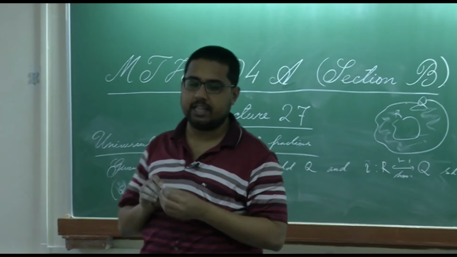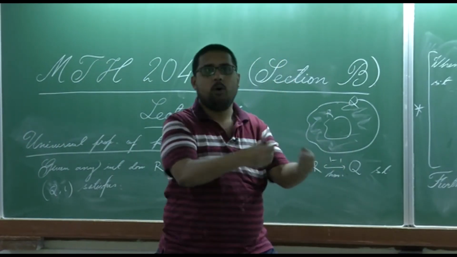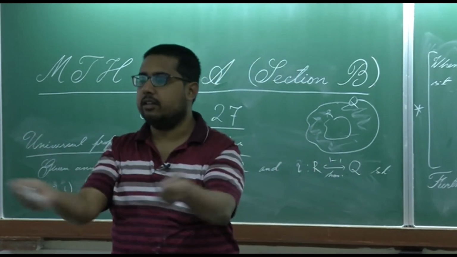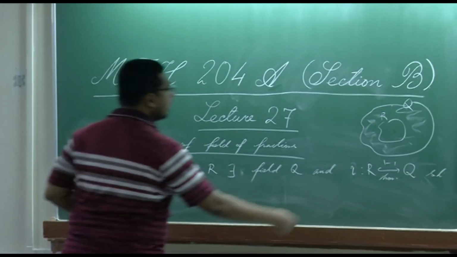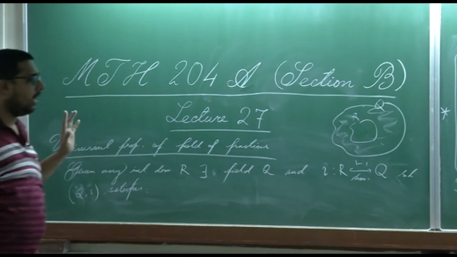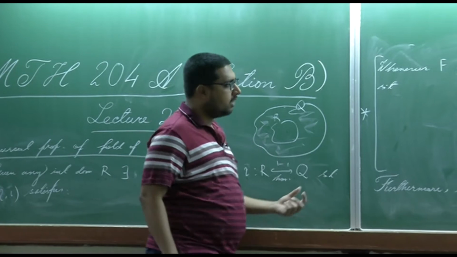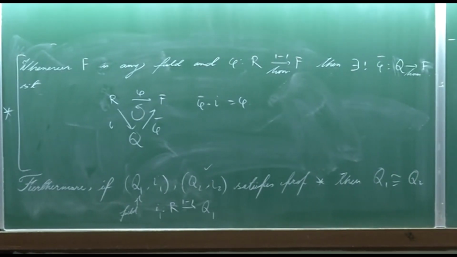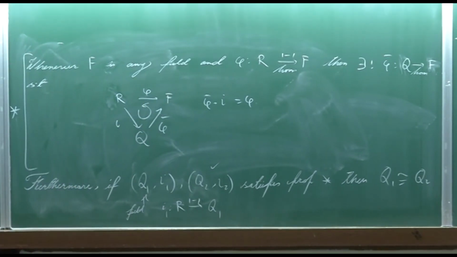So, this is what it says. Thus it is now legitimate to say that Q is the smallest field, smallest in the sense of containment, containing the given integral domain R. Because Q contains R, if a field contains R, then it must contain Q. That is how you have to perceive this property.